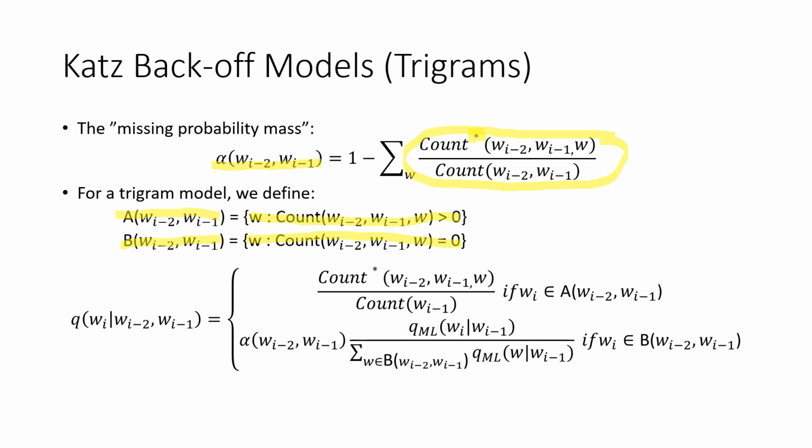data set. So accordingly, this Q term, a probability of a word given two previous words, is calculated by either the maximum likelihood estimate for trigrams if a word did appear in our training data set, or if not, then again we take some of that missing probability mass, but weighted with this QML, maximum likelihood estimate, but for the bigram. So again, it is divided by a normalizing constant.